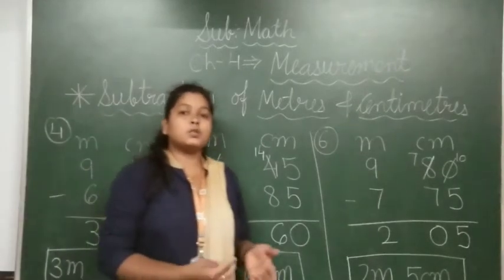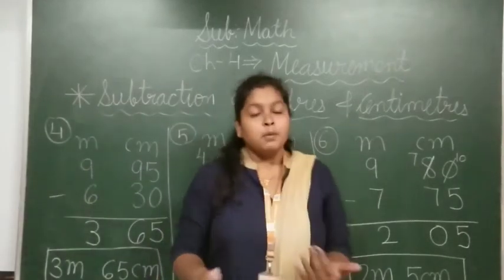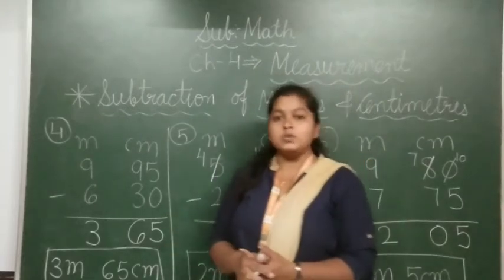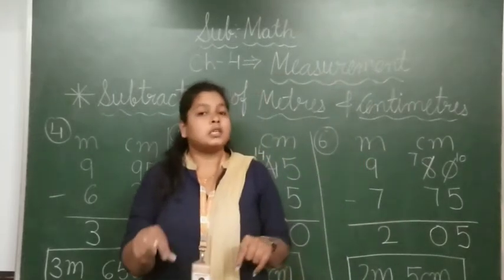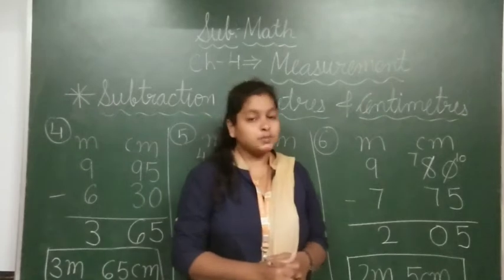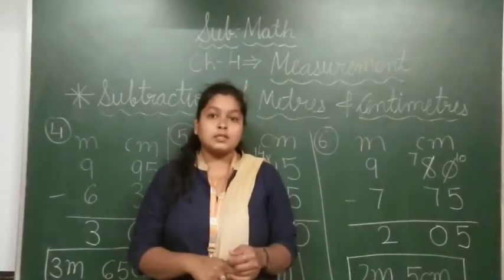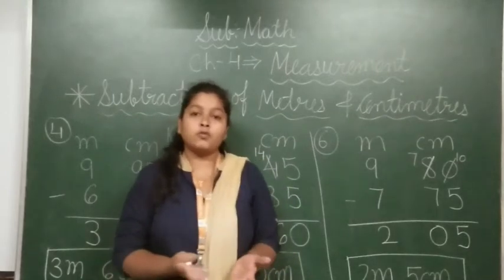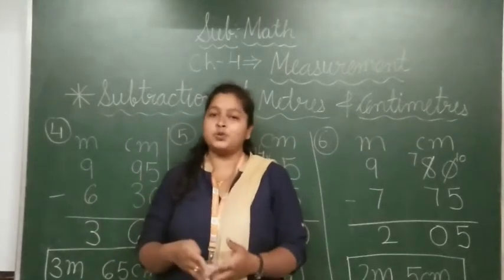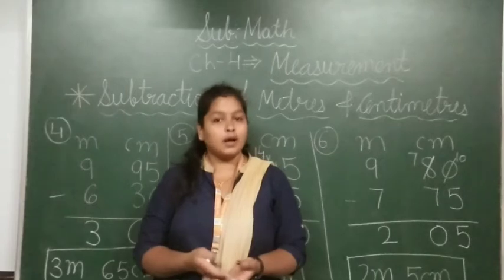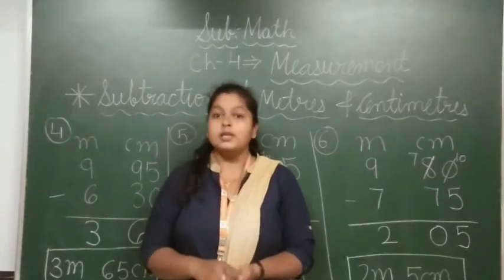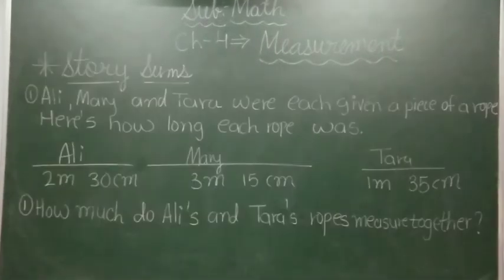Now we will see the story sums in a different way. Previously you have solved story sums in which the question is given to you. हमने जो पहले story sum solve किए थे उसमें आपको question दिया गया था. From that you have to make a sentence. Now the story sums in a different way, that means a picture is given to you and now you have to give the answer from that only. So let's see that.